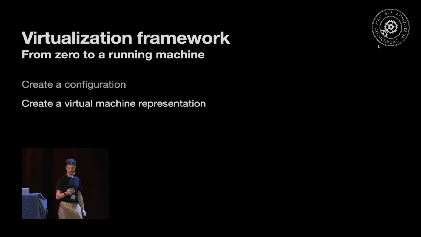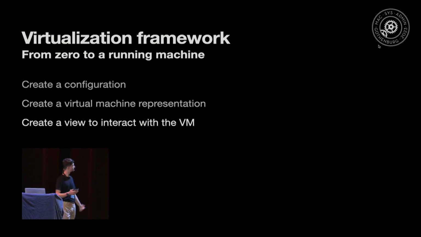Next. Then you create a virtual machine representation and pass a newly created configuration to it. This step also includes the process of installation of the newly created operating system. And finally, you display and start your virtual machine. So just 3 steps. And does anybody want to see how it looks in code?